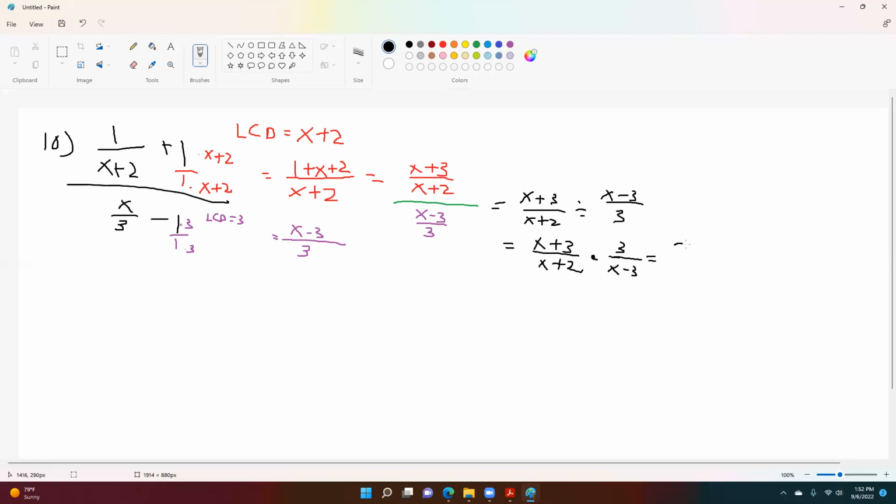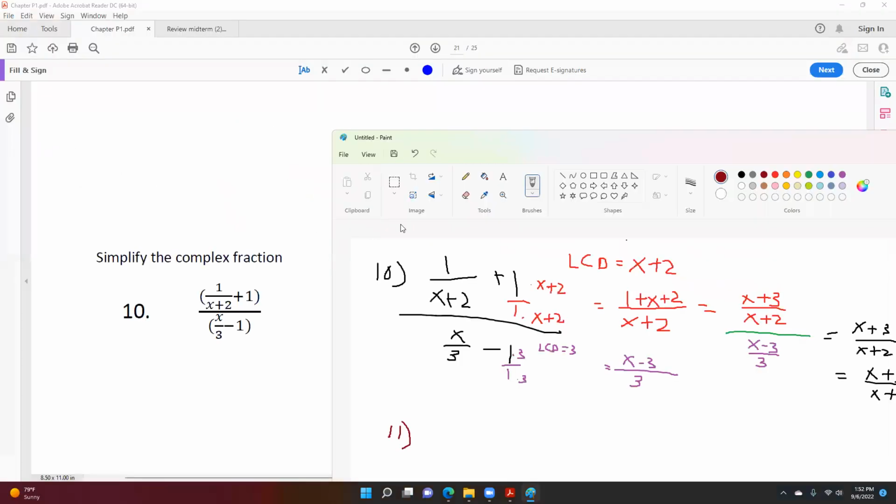So your answer in this case will be 3 times x plus 3, the whole thing, that we cannot cancel it. And do not distribute or FOIL, leave it in factor form, we call it x plus 2 and x minus 3 in the denominator. So this is your answer for question number 10. If they can be canceled, then you cancel it, okay? Unless they cannot be canceled, that is the end of it, okay? So this is how we simplify a complex fraction.